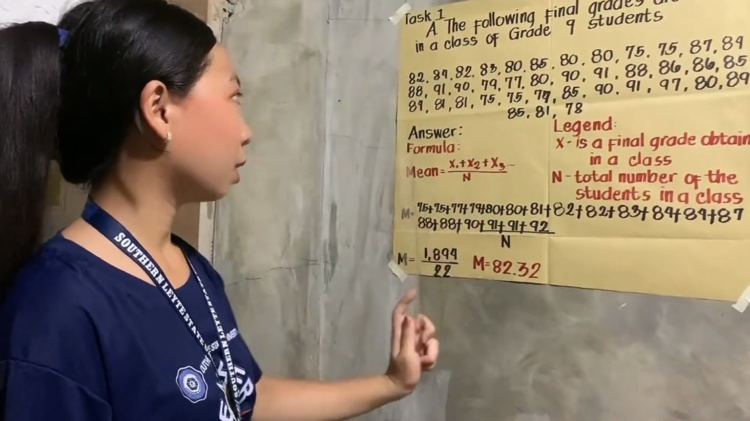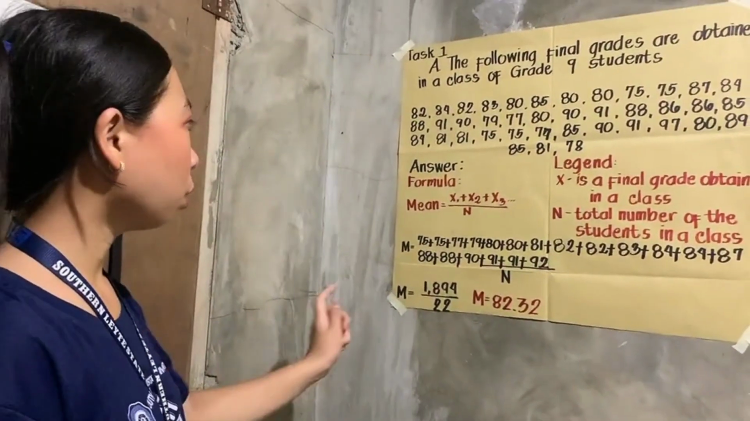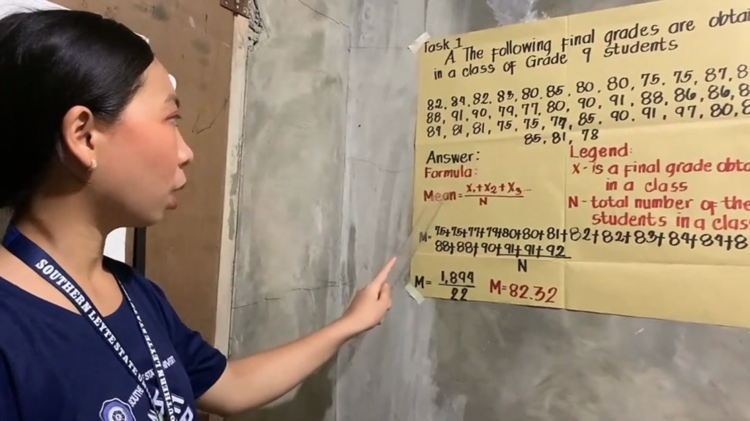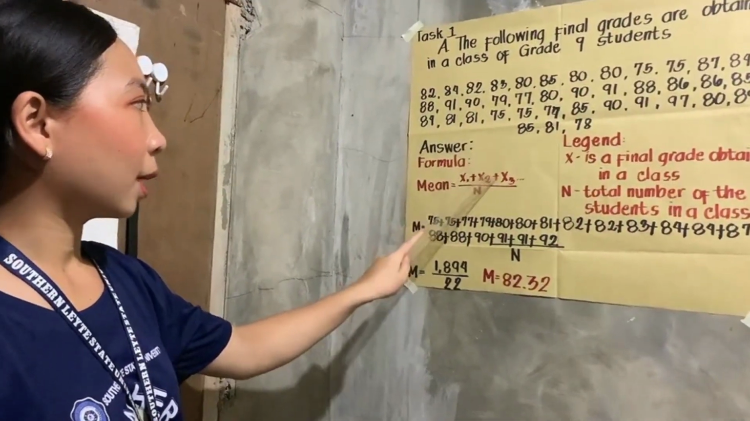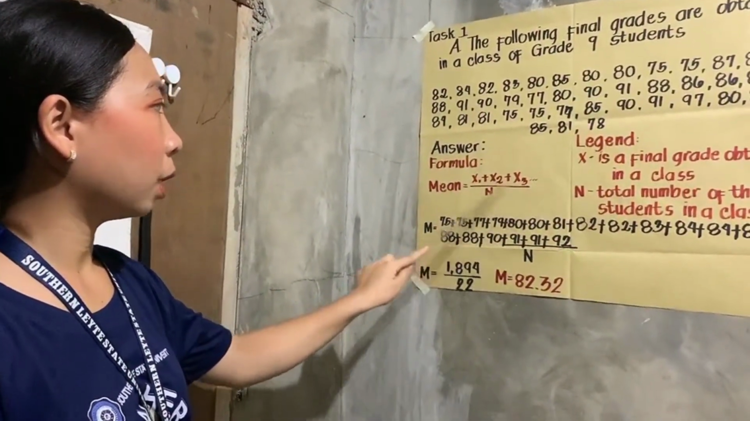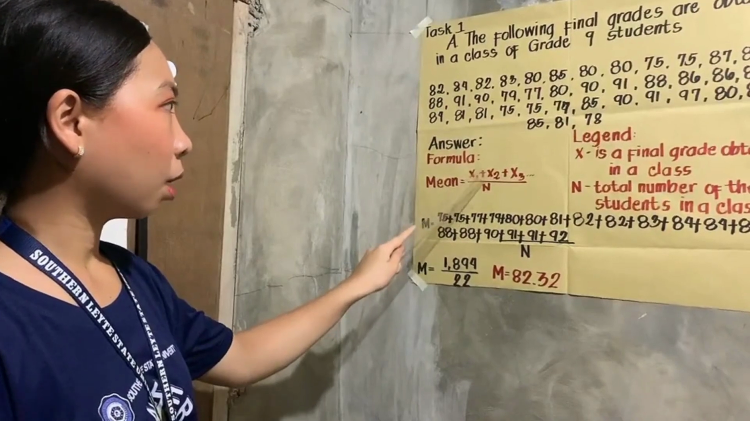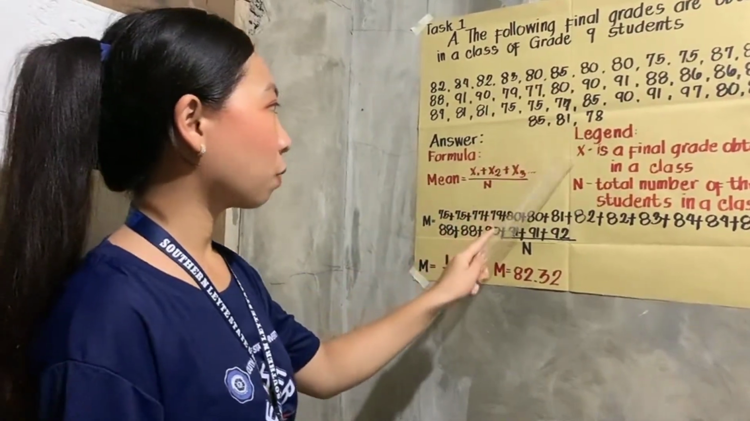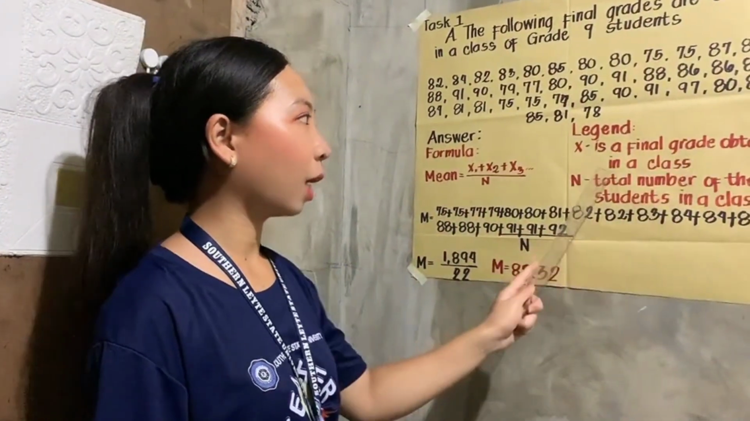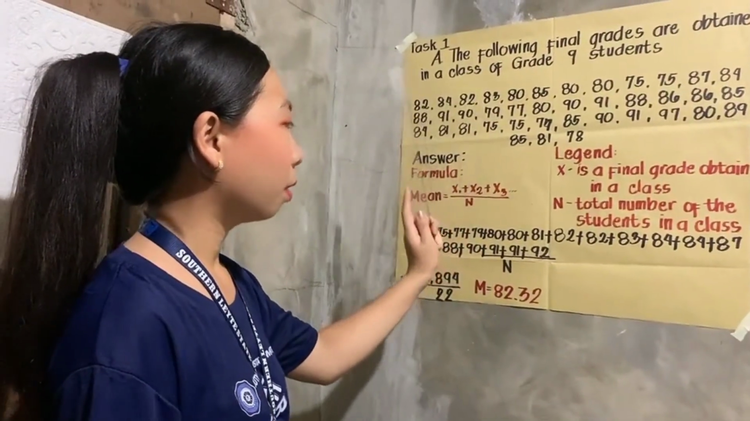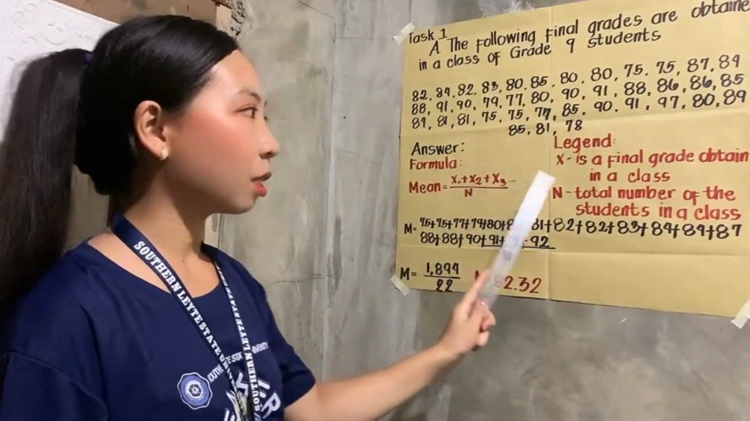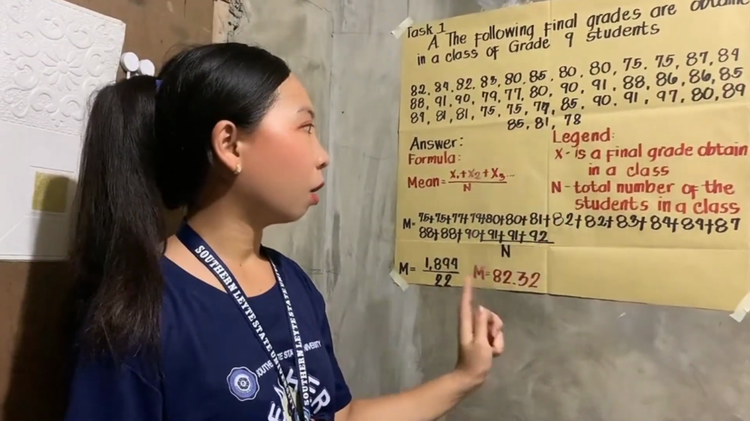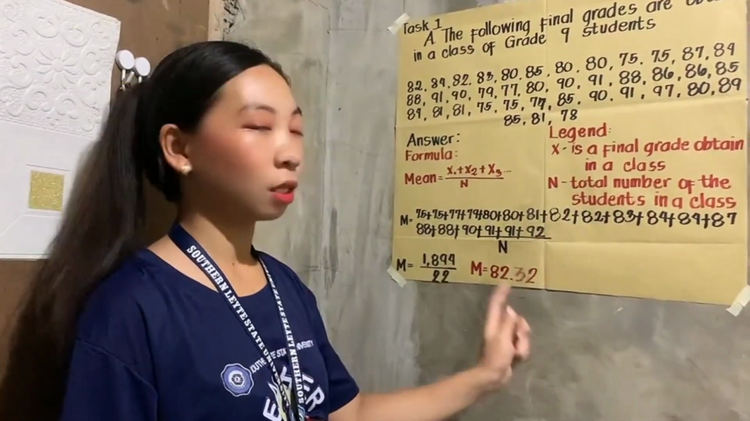and 78. So the formula that we're going to use is mean equals x sub 1 plus x sub 2 plus x sub 3, that will be divided by n. So x stands for the final grade obtained in a class. So these are the final grades obtained in a class. And the n is the total number of the students in a class.